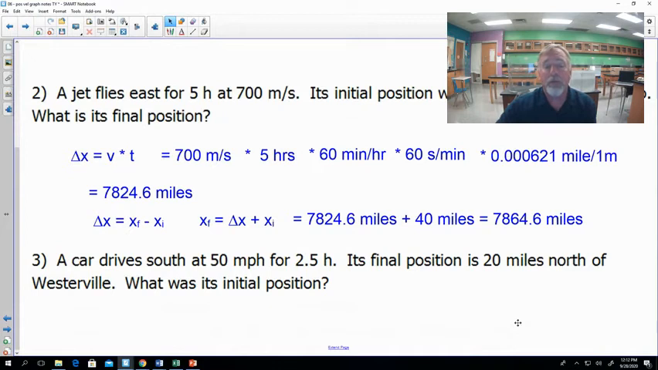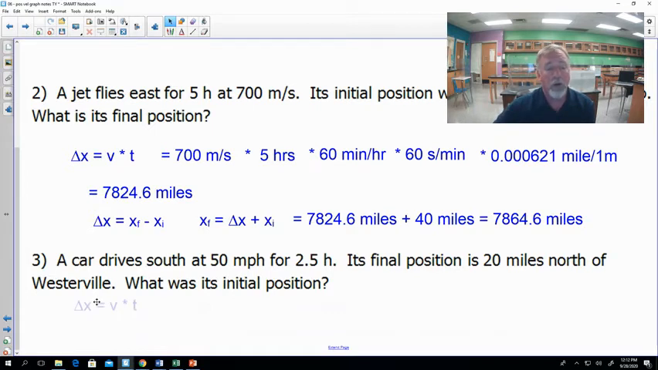Car drives south at 50 miles per hour for 2.5 hours. That's easy enough. We like those units. They're consistent. Its final position is 20 miles north of Westerville. What was its starting position? All right, so we're asked for its starting position. That means we've got to figure out what delta x is.